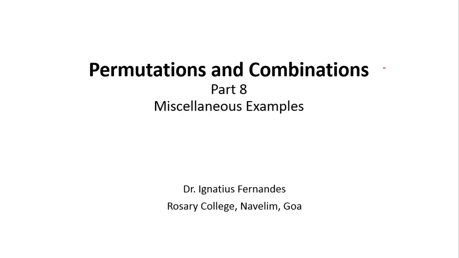Welcome back to module 8 of unit 2, permutations and combinations, and we will talk about some miscellaneous examples on this topic. Just to recall, we have defined nPr, the permutation of n objects taken r at a time, which is defined as n factorial upon (n minus r) factorial, and this is precisely the number of ways we can arrange r objects out of a total of n.